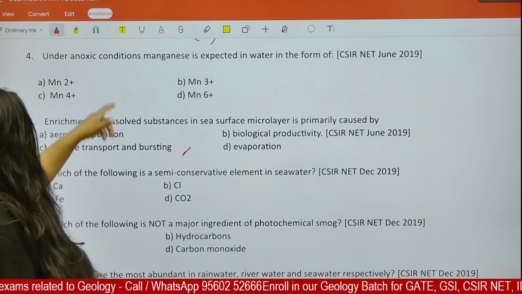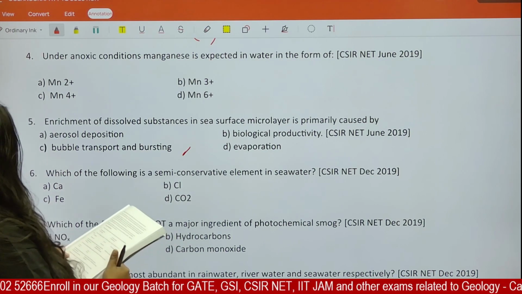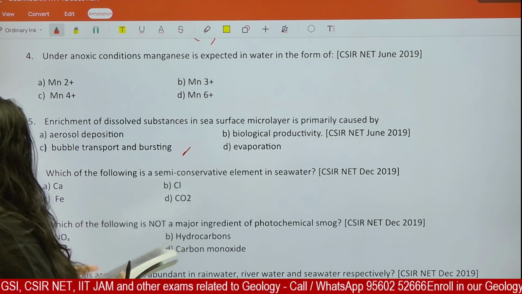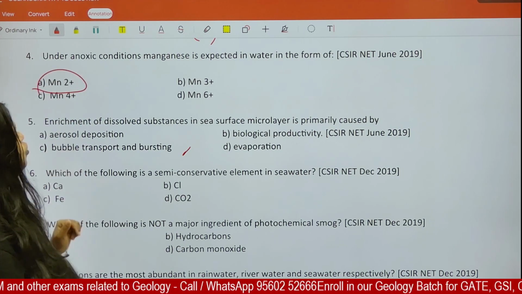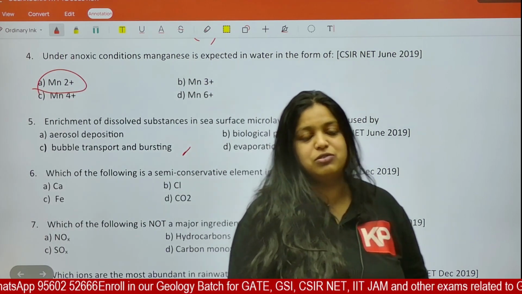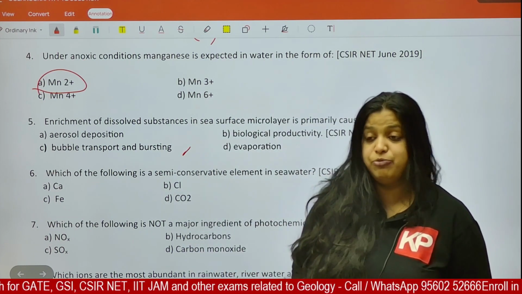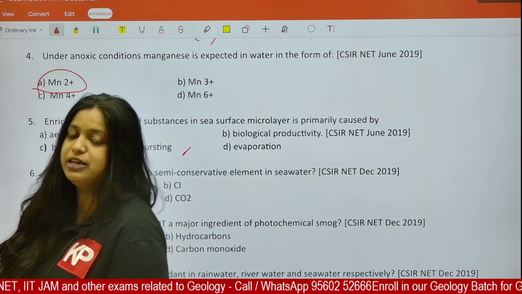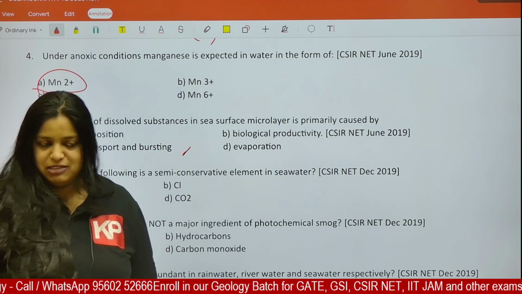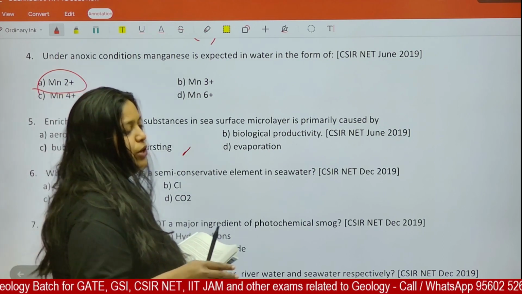Anyway, under anoxic conditions, the manganese is expected in water in the form of Mn2+, Mn3+, Mn4+ and Mn6+. The answer will be Mn2+. So anoxic condition. For basic major ions, for manganese, calcium, sodium, silica, aluminium, we have to understand the anoxic, reducing and oxidizing conditions and the different ions that are possibly present in the seawater during the reduction condition or during the oxidation condition, which will also help in understanding.